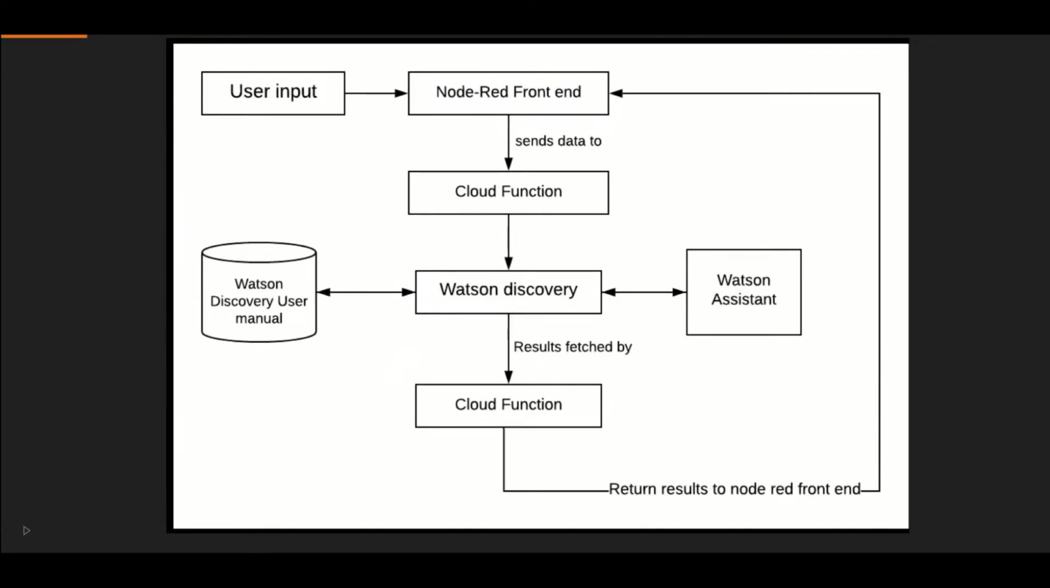Okay, the user will input data in the form that we added and is present in the front end. This will send the data to the cloud function, which will send it to Watson Discovery, where it will search for the relevant answer to the question by looking in the manual we uploaded. The result will then be received by another cloud function, and this function will return the results back to the front end. After doing all this, we arrived at the end result.